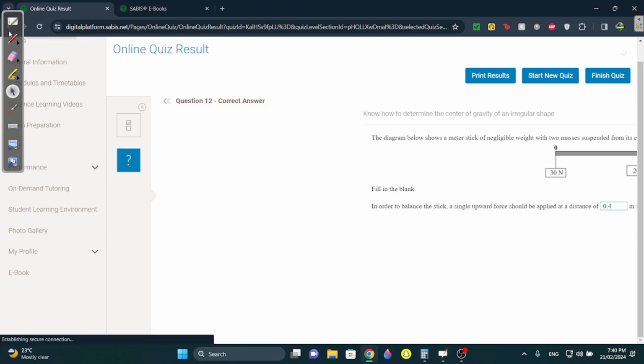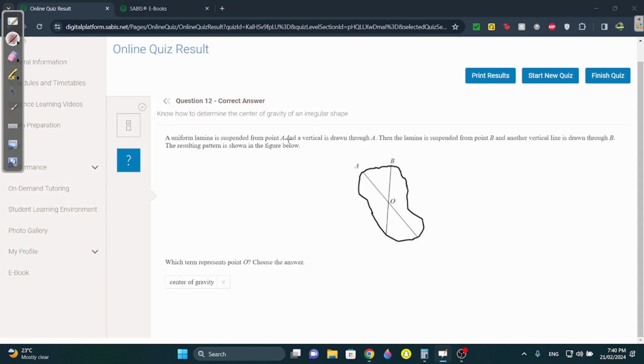Question 12. A uniform lamina is suspended from point A and a vertical line is drawn through A. Then the lamina is suspended from point B and another vertical line is drawn through B. What is O? O is the center of gravity. Why do we do this?